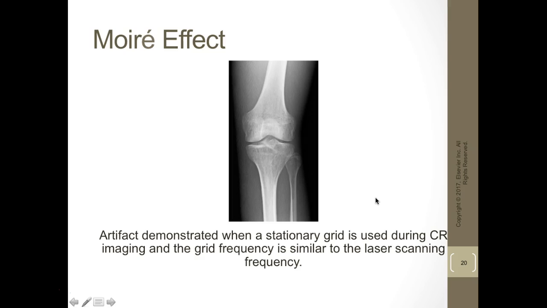Okay, the Moiré effect. So I'm just going to tell you what this is. We're going to go into a lot more detail about it as we go into your image receptor class. But it's an artifact demonstrated when a stationary grid is used during computed radiography, and the grid frequency is similar to laser scanning frequency. So when it's scanning the plate, it's finding that the grid lines and the pattern, the raster pattern, is the same, and it gives this weird look to your images, and it's called the Moiré effect.